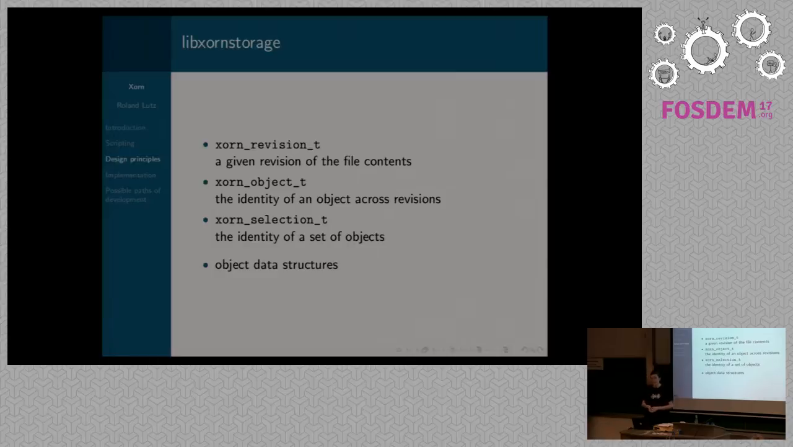which is what would stay selected if you changed the revision by undoing or redoing, and what would still be selected, and it defines a selection type, which is the same thing for a set of objects. In addition to this, it defines a set of data types which contain the data for an object, and this looks, for example, like this.